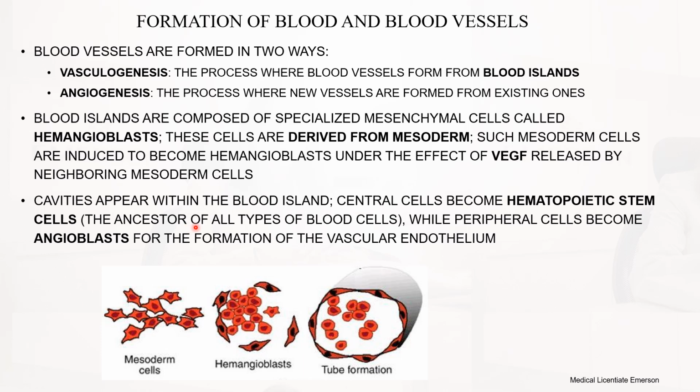Then you have the ancestor of all types of blood cells, while the peripheral cells become angioblasts for the formation of the vascular endothelium. Remember I said the mesoderm cells themselves are the hemangioblasts. Then you have the tube formation. That's what we refer to as formation of the blood and the blood vessels.